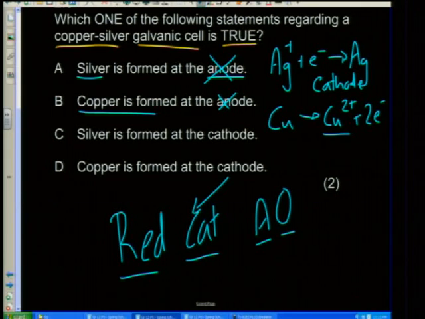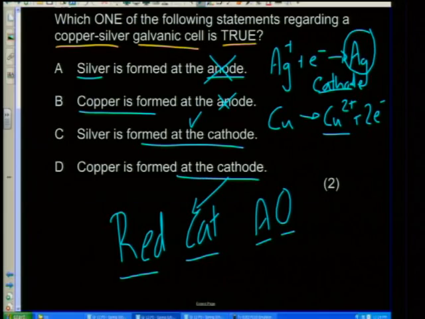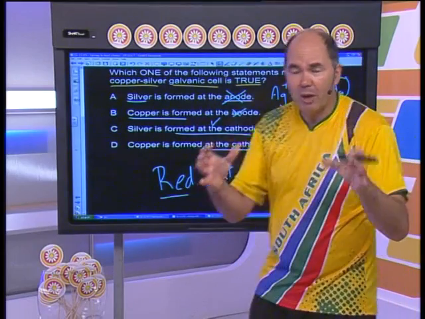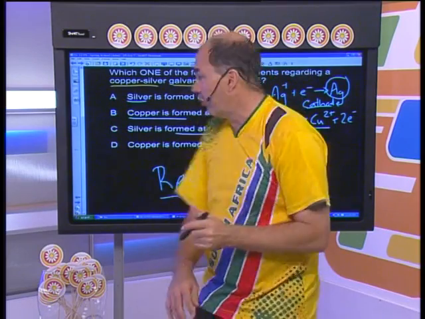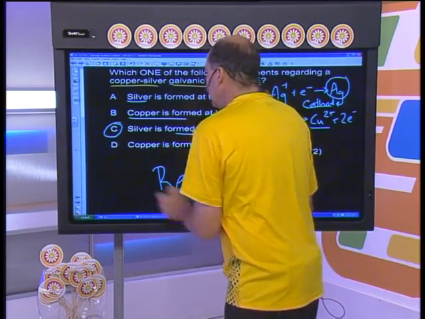So what do we know here? Silver is formed at the cathode. Hey, look at that. There's the cathode. Silver is a product. I guess that one is right. But let me check that it's not the other one. Copper is formed at the cathode. How do I know that it's not copper that's formed at the cathode? Well, I know that copper is losing electrons to form copper ions. So I'm very clear that the correct answer in this case is C.